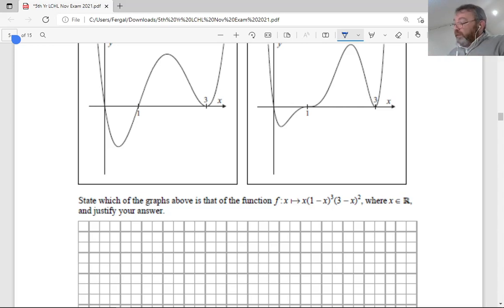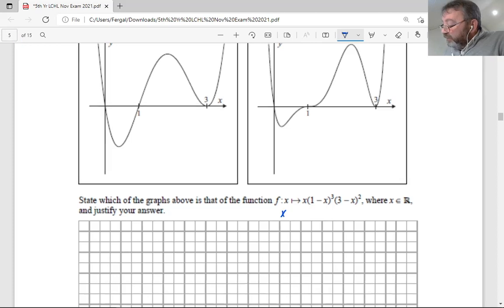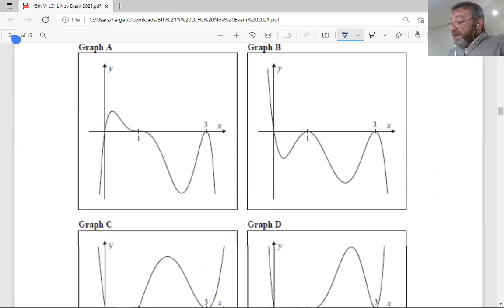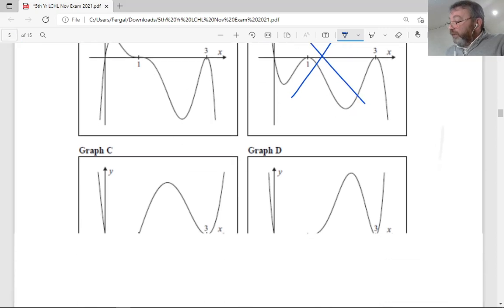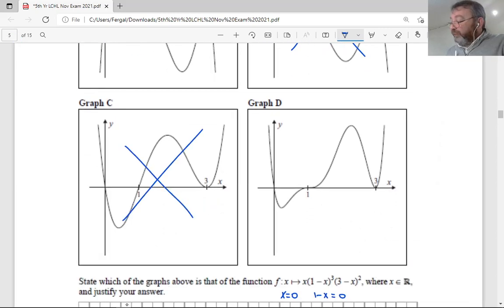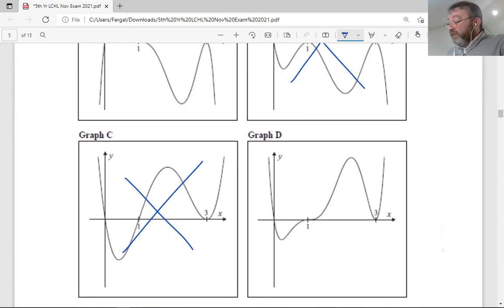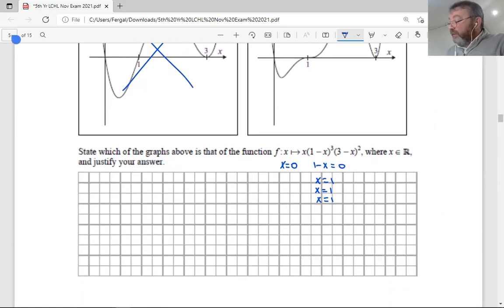So the first thing I'm going to look at here is when I multiply the x's out, what do I actually receive? There's an x here, that means x is equal to 0. There's a 1 minus x here, which I set equal to 0, and that tells me straight away that x is equal to 1, but it's 3 times. So x is equal to 1 3 times. That's a saddle point. So straight away, if I look up here, I can discount immediately graph B, because there's no saddle point there, and I can discount graph C, because there's no saddle point here. So straight away, it's between graph A or graph D because of the saddle point.